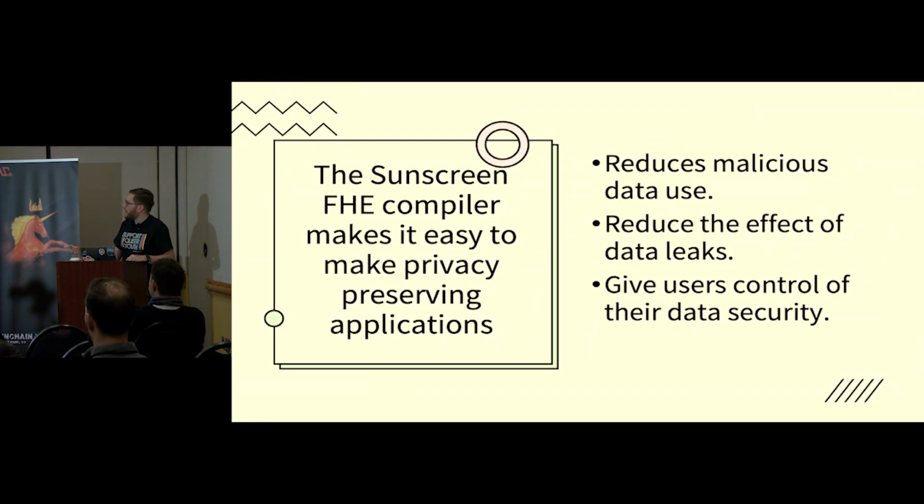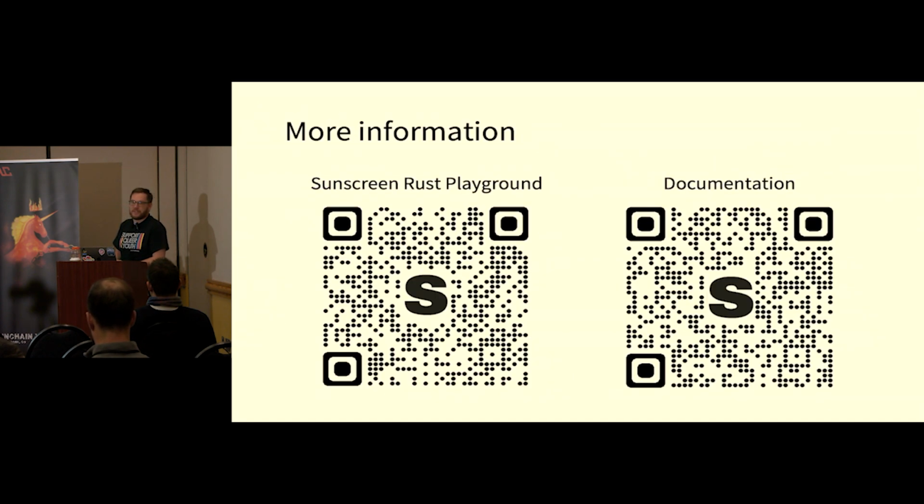So with that, that's a kind of whirlwind tour of the FHE compiler that makes it easy to make privacy-preserving applications. So the value of this is it reduces malicious data use, it reduces the effects of data leaks. So even if a trusted third-party provider does have a data leak, you don't have to worry as a user that your data is actually going to be compromised. And it gives users control of their data security instead of having the actual third-party processors having control of their data security.